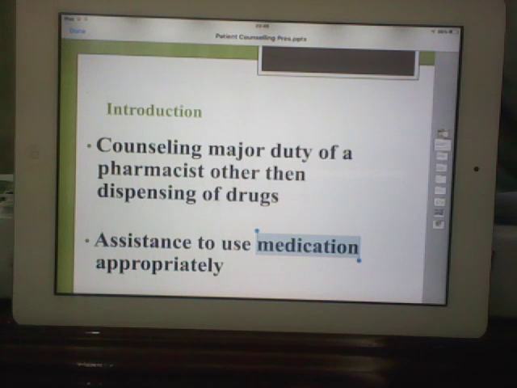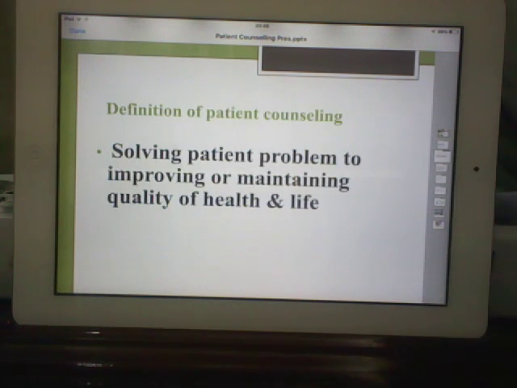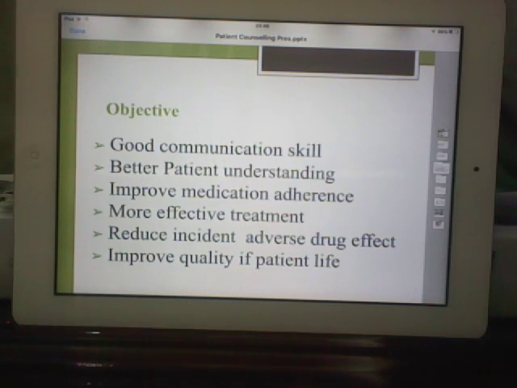How can pharmacists achieve proper counseling? Before going to that point, let us see the definition of patient counseling. Patient counseling is defined as solving patient problems to improve their quality of health and life. So, how to achieve this counseling? By good communication skill.